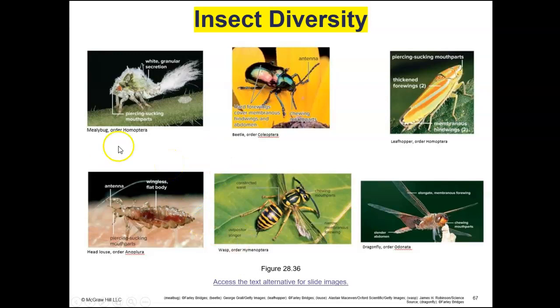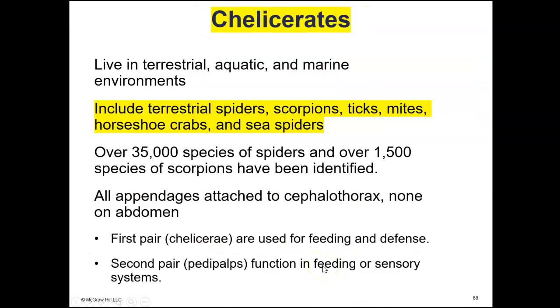Now, here you can see the diversity of insects, although they're even more diverse than these pictures show. What you're looking at here is a mealybug, and then the next picture is a beetle. It looks a little like what I used to call a June bug. And then we have a leafhopper down at the bottom. We have a head louse, which we call lice. I think the louse is singular and lice is plural. And then we have a wasp here, and we have a dragonfly. So just some examples of insects.